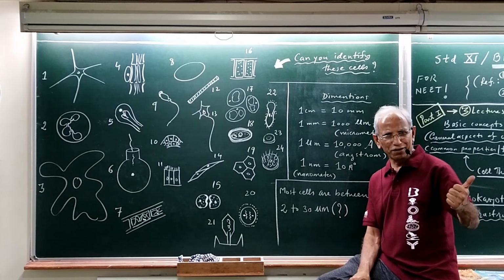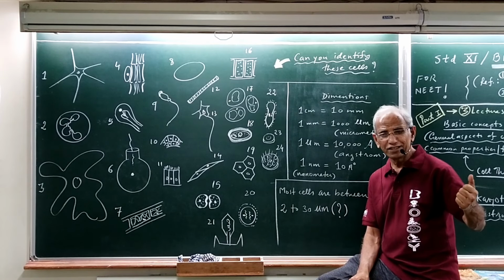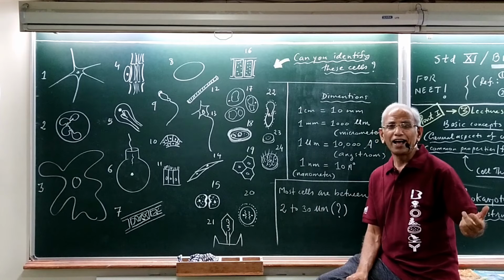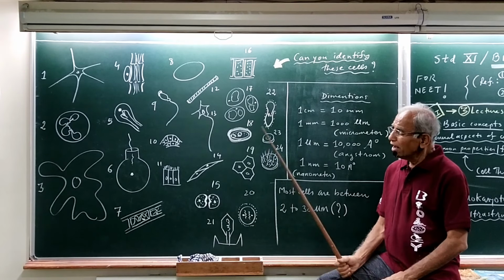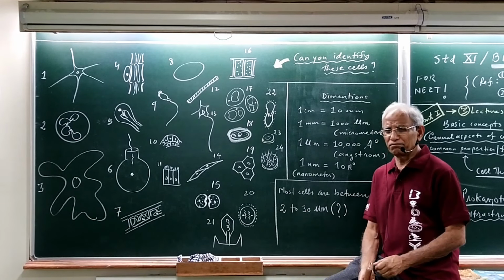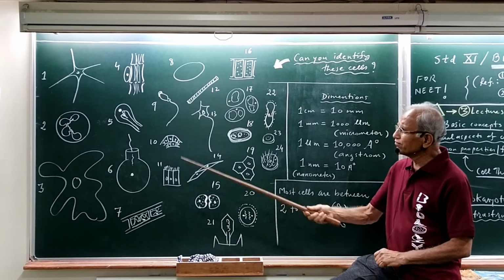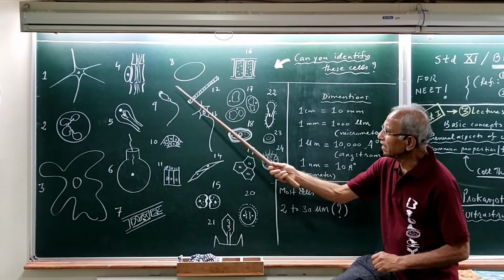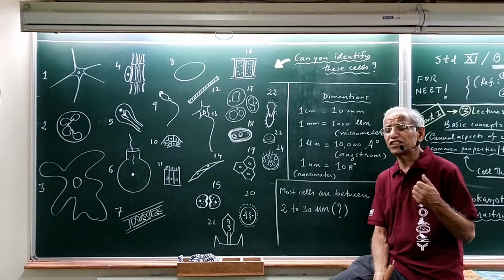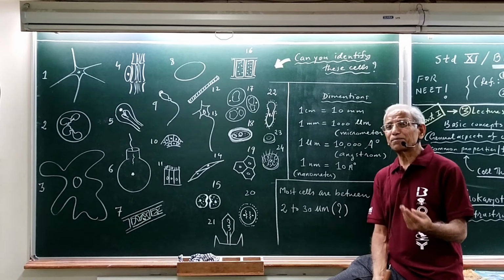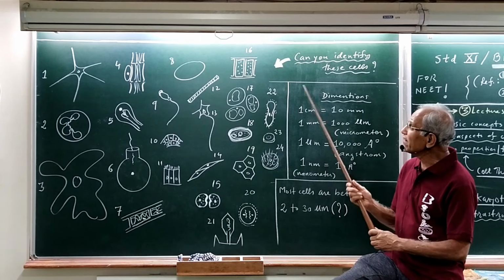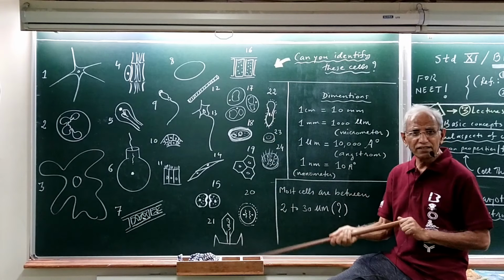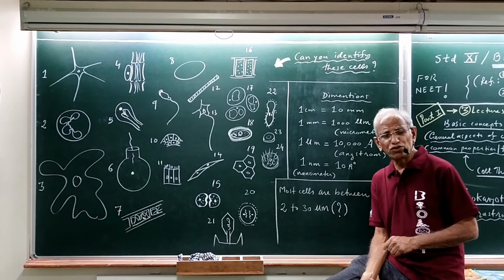Here we have started with the first chapter of Standard 11, and that is cell biology. I think some time back, a picture of all these different types of cells was sent to you, and it was expected that you will identify these cells. Can you identify these cells? Some of you might have tried.